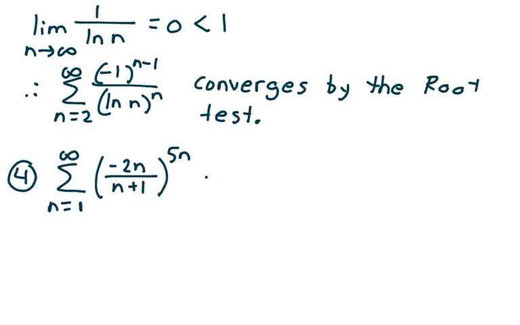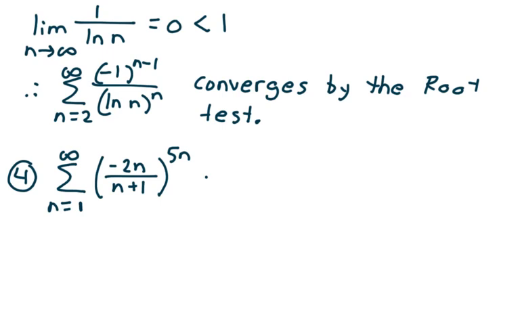The limit as n goes to infinity of 1 over the natural log of n is equal to 0, which is less than 1. So the summation from n equals 2 to infinity of negative 1 to the n minus 1 over (natural log of n) to the n converges by the root test.